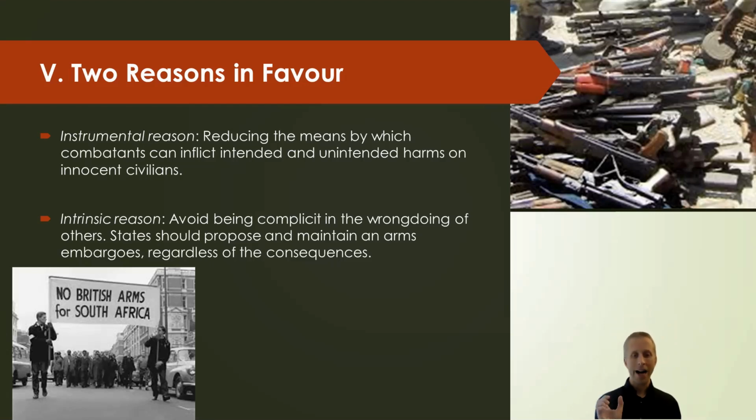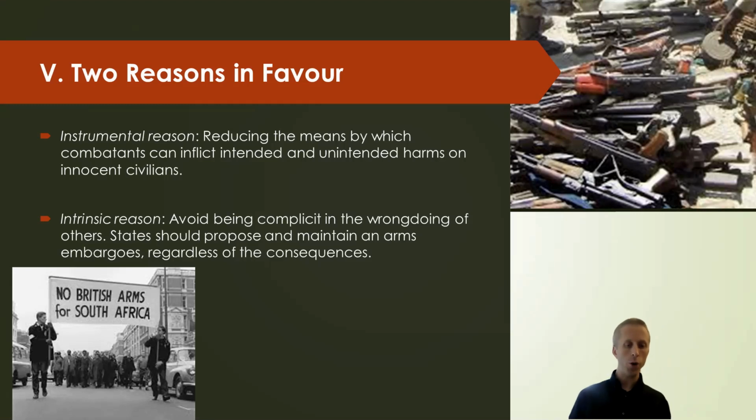There's also an intrinsic reason for launching arms embargoes. This is that, so the argument goes, you won't be complicit in the wrongdoing of others. You don't want to, the argument goes, transfer arms to states that are then sold to people who use them to kill innocent civilians, or transfer to people who then use the arms to kill innocent civilians. You should avoid being complicit. Let's, the argument goes, keep our hands clean. Let's not be complicit in others' harms.